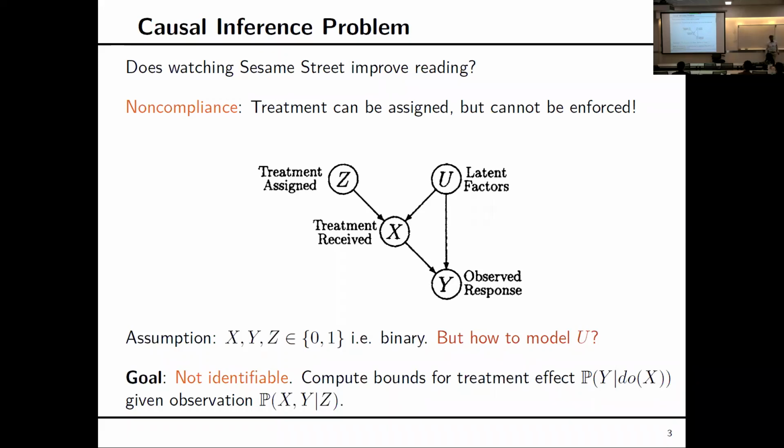Yes, X, Y, and Z are all observed. What is not identifiable? The joint distribution of X and Y given Z is observed. But what I don't know is, if I force somebody to set X equal to 1, what will be the conditional distribution of Y? The problem is that even if I put Z equal to 1, because of the presence of U, the conditional distribution given X equal to 1 doesn't tell me what happens to Y.